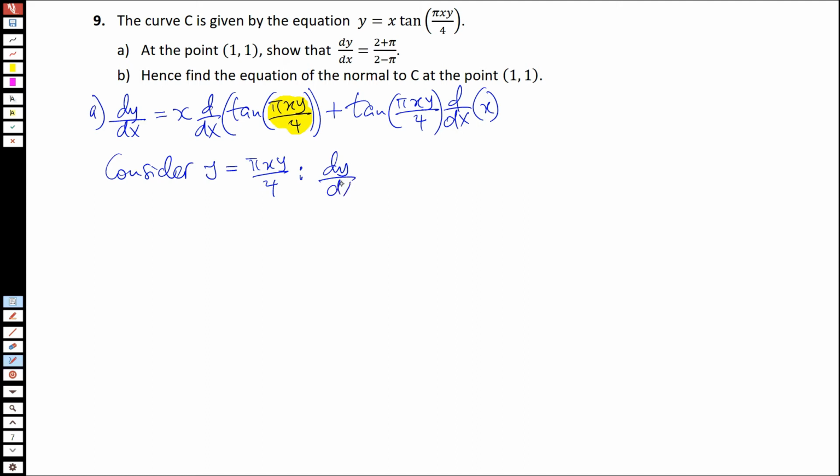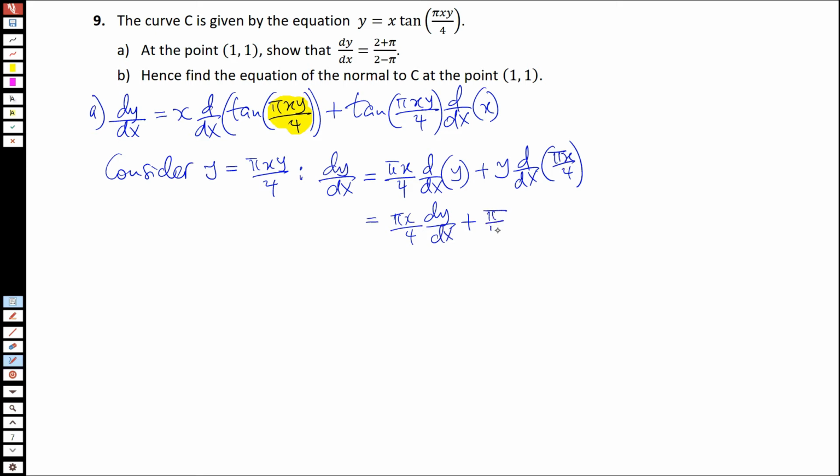So du over dx will be equal to, now this is a product of two functions. So we apply the product rule again. So that will be pi x over 4 multiplied by the derivative of y, plus y multiplied by the derivative of pi x over 4. So this will be equal to pi x over 4 multiplied by dy over dx plus, now here the derivative of pi x over 4 will just be pi over 4, so this will be pi over 4 y.